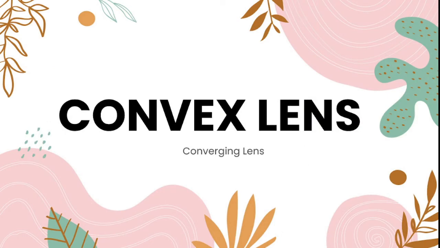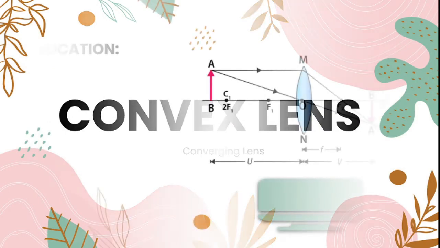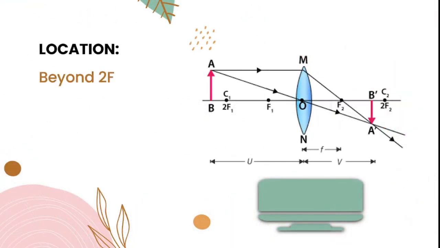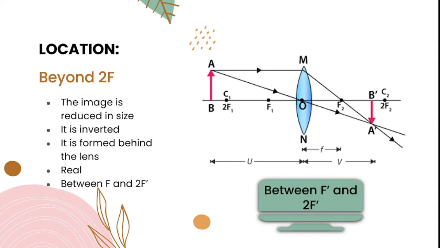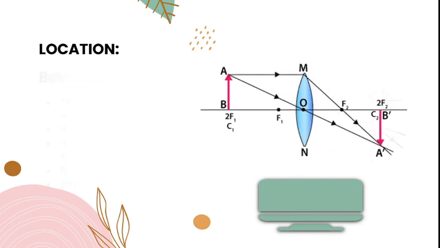The image formed in convex lens is different. If the object's location is beyond 2F, or twice the focus, the image formed is reduced in size, inverted, formed behind the lens, and real, and its location is between F prime and 2F prime. In this location, the converged principal rays intersect between F prime and 2F prime.